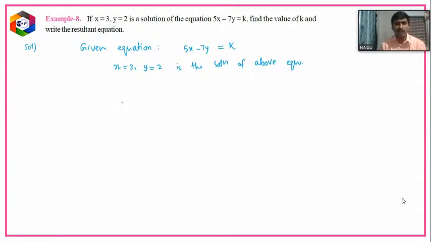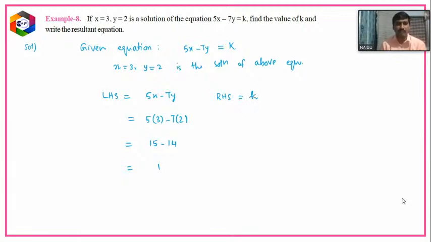As we discussed, how to find the solution: if it is a solution, it satisfies the equation. So first I am going to calculate LHS. So 5x minus 7y. Since x value is 3, let us replace x with 3, and y value is 2. So 5 times 3 is 15, minus 7 times 2 is 14. So 15 minus 14 equals how much? It is 1.